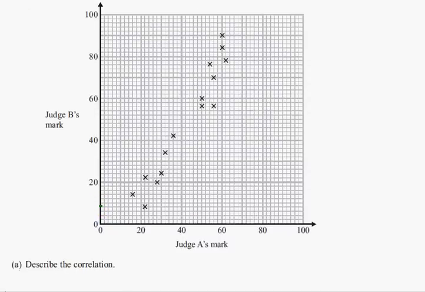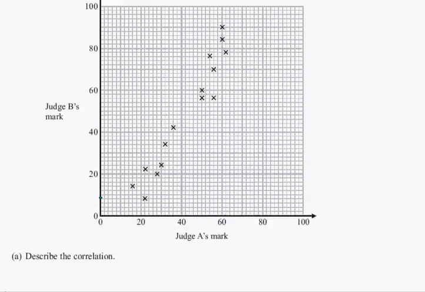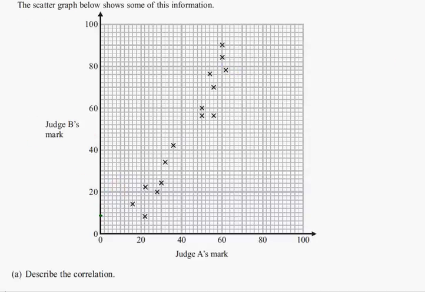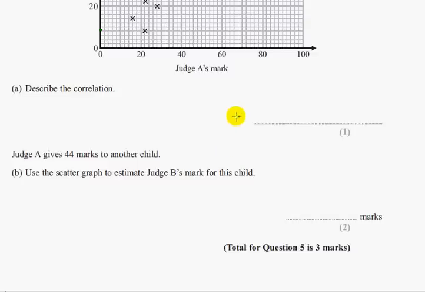Okay, so part A says describe the correlation. This is worth 1 mark, and you can clearly see as Judge A's marks increase, so does Judge B's. So this is a positive correlation. Describe the correlation: positive. That's worth 1 mark, so anything that says positive correlation gives you 1 mark.